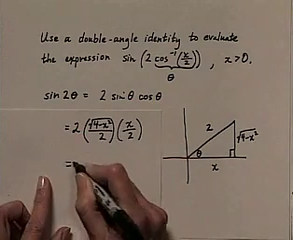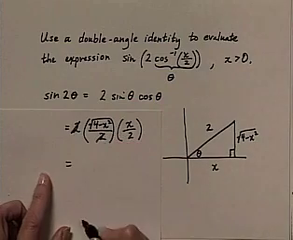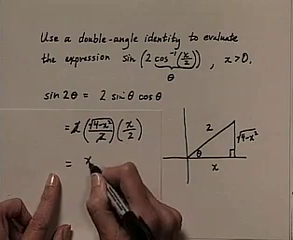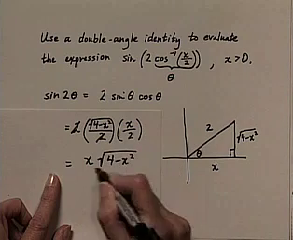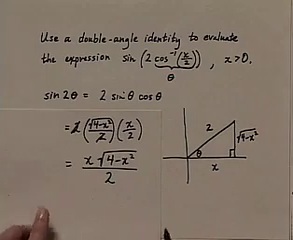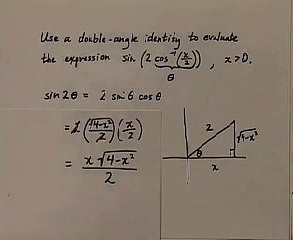And now we can notice that the 2 here is going to divide out. We can multiply in the numerator and rewrite it in the format x times the square root of 4 minus x squared, and our denominator is simply a value of 2.